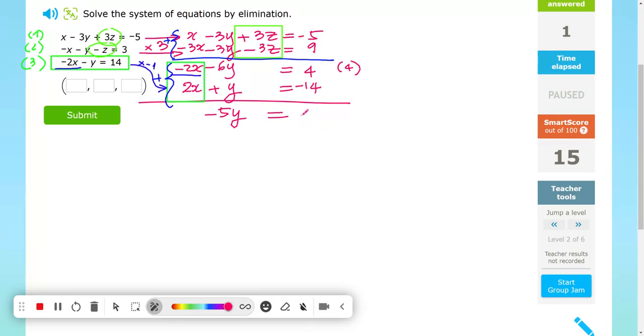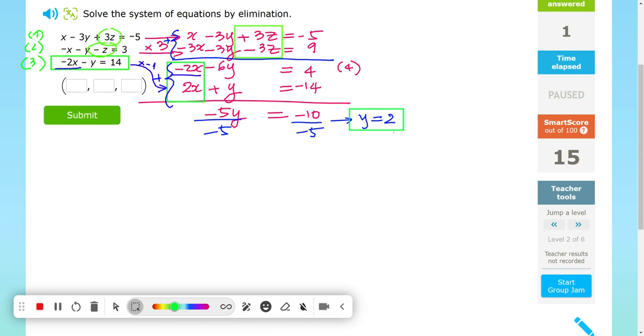4 subtract 14 becomes negative 10. Ooh, I see, promising, because the answer for y comes out as positive 2. Alright. So y comes out positive 2. Amazing. No fraction. So that's promising. So now you have the y already. You need to find the x and the z.